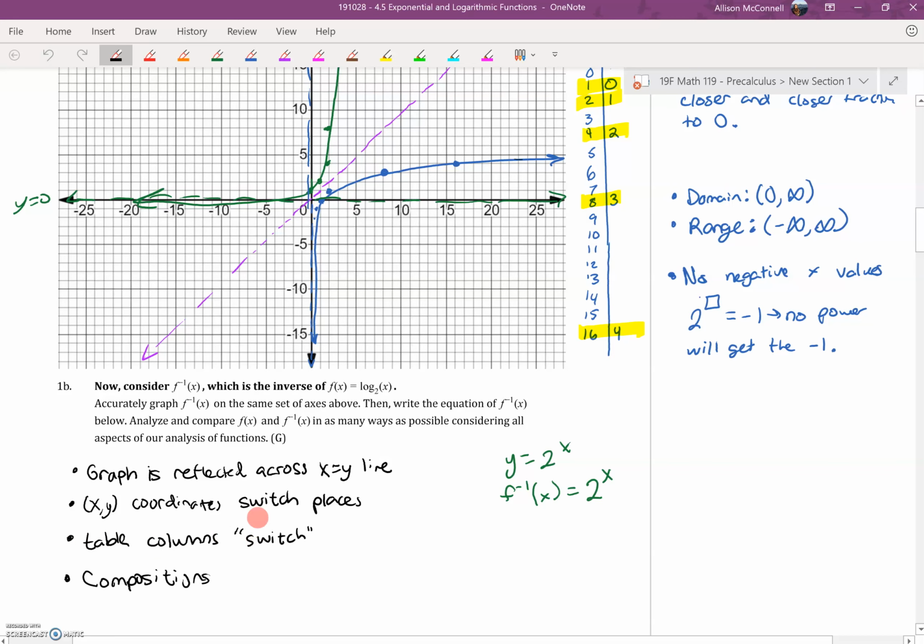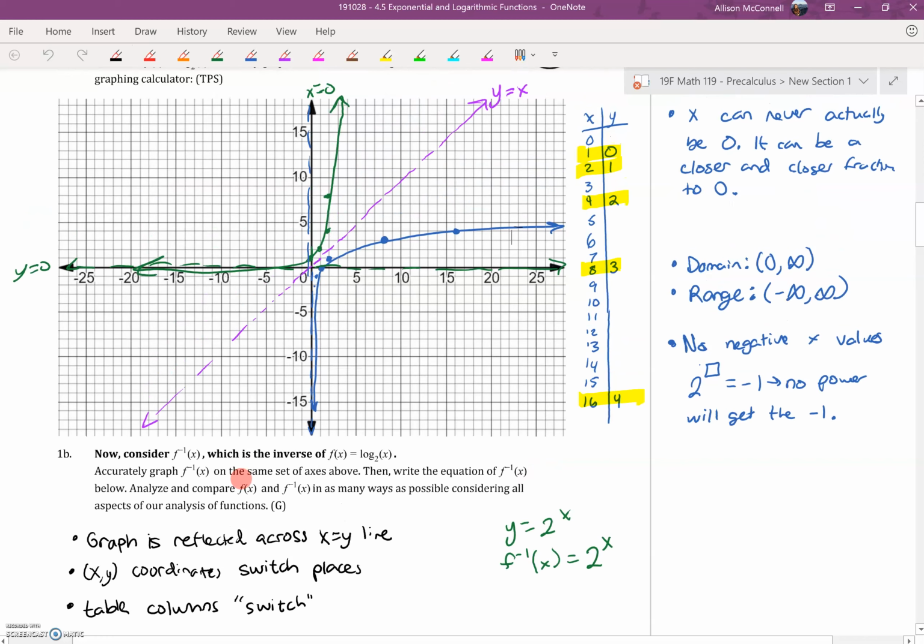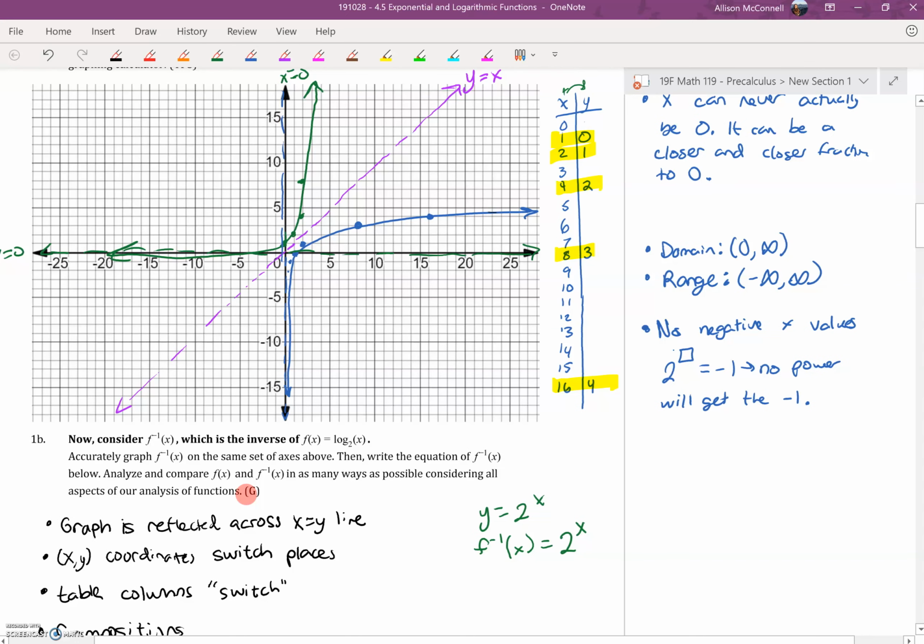Table columns are switched, and what that would mean is that this x, y for the inverse will be switched, and we would be able to then use these as our inputs in our inverse function, and we should get the previous inputs out as outputs. And so just to really make sure that is clear.